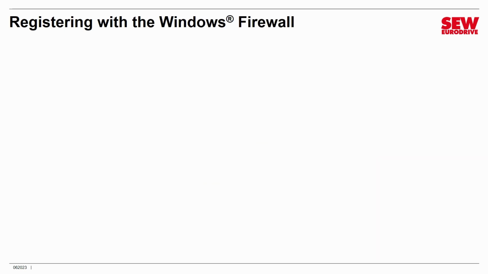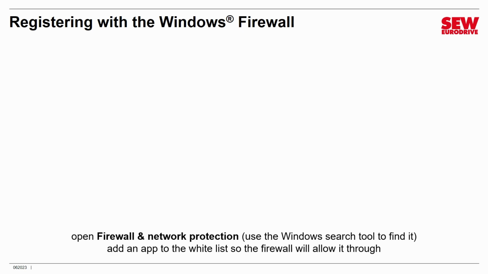You're going to need to register the Ethernet Master Simulator with the Windows firewall, assuming it is turned on. If you have a different firewall, then you'll probably have to register it with that program. Otherwise, it will get blocked and it won't be able to communicate with the field bus. So here's what you do with the Windows firewall. You open the Windows Firewall and Network Protection app, and you can use the Windows search tool, that's the magnifying glass, to find it. And then you'll need to add an app to its whitelist so the firewall will allow it through. So you'll add the Ethernet Master Simulator program to the whitelist.